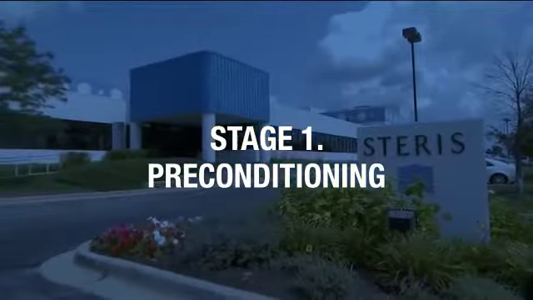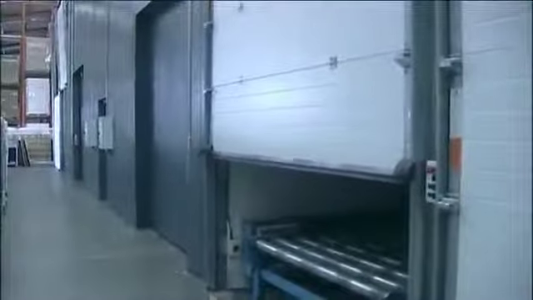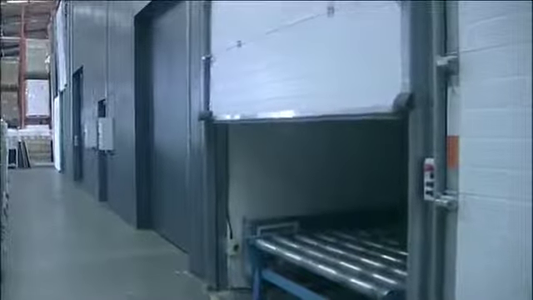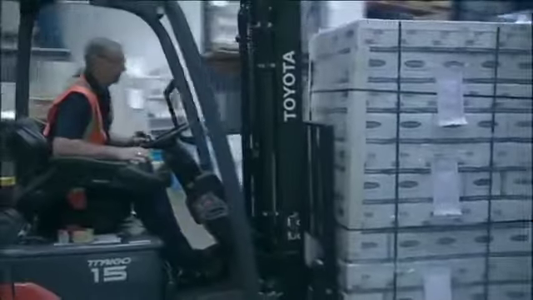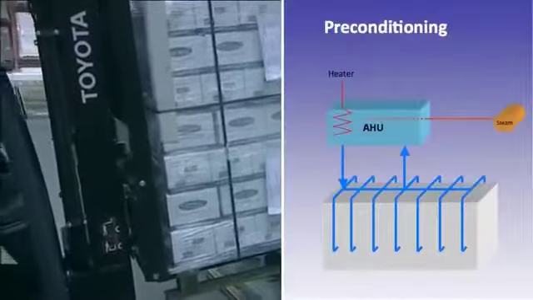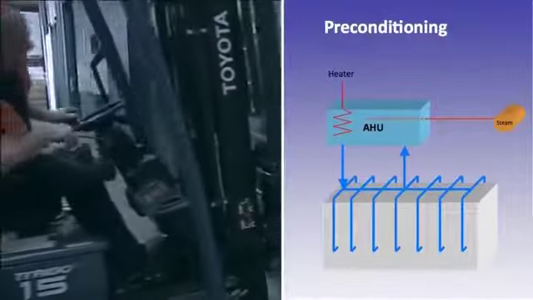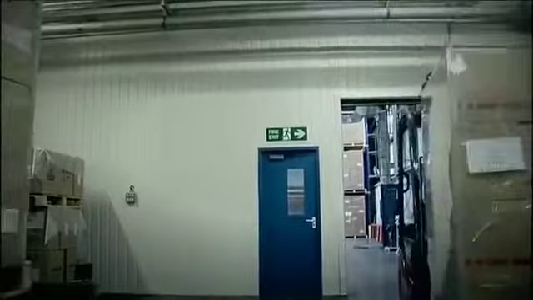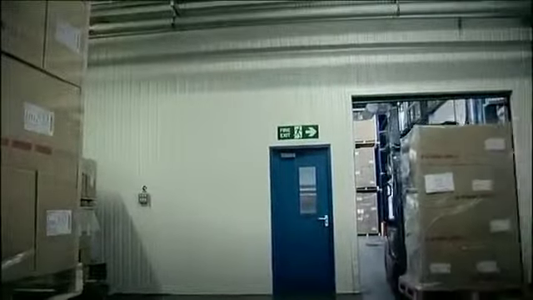Traditional ethylene oxide processes typically involve 3 stages. The first of these stages is preconditioning, which involves raising the temperature and humidity of the load to facilitate the sterilisation process. After a predefined preconditioning time in a humidified heated area, the load is transferred into the sterilisation chamber.